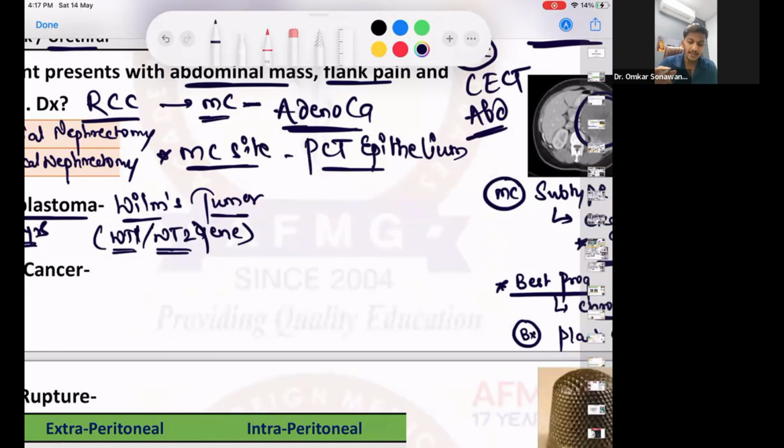So WT1 is usually the Denys-Drash syndrome, but WT2 is usually the Beckwith-Wiedemann syndrome. Important. Then Wilms tumor is important because it will have 3 elements.